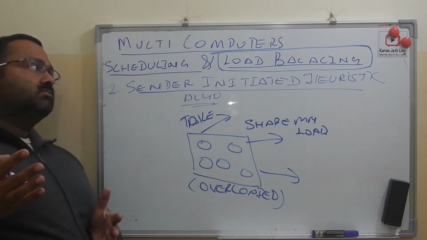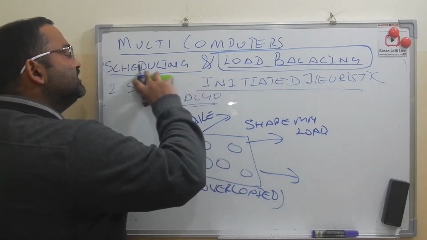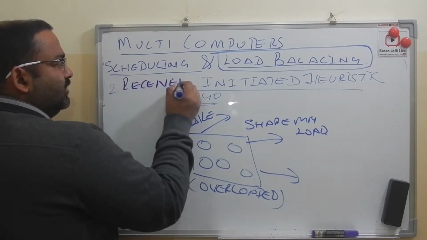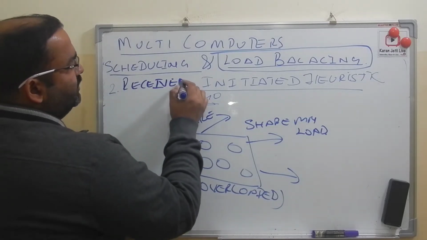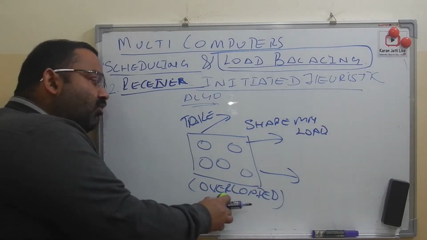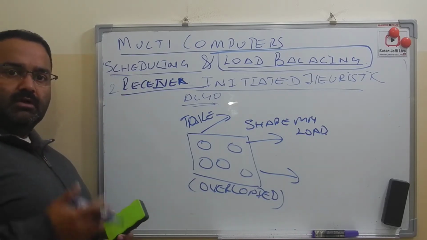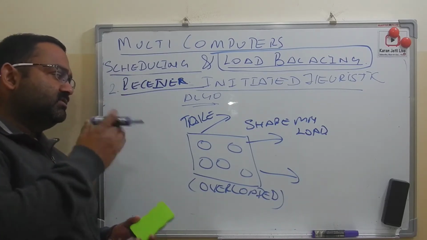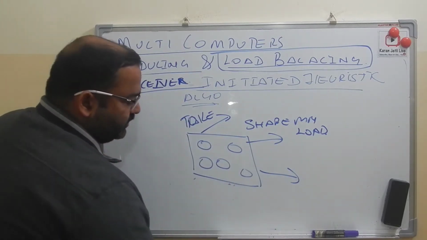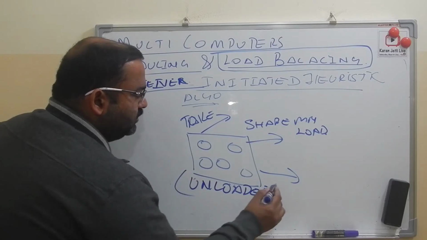Now guys, the third algo is opposite to this. Instead of sender, it has a receiver initiated approach, the receiver initiated heuristic algo. Here, in the sender approach an overloaded node picks a random node and requests it to share some load. In the receiver initiated approach, we have some underloaded node.